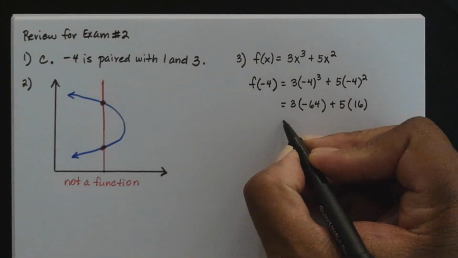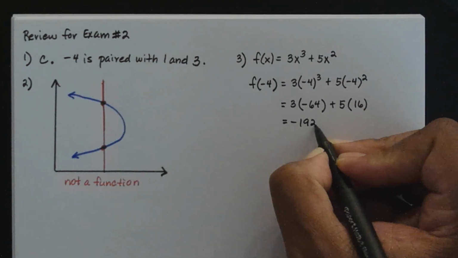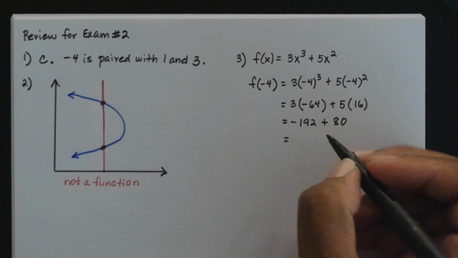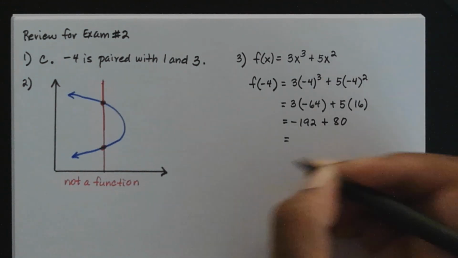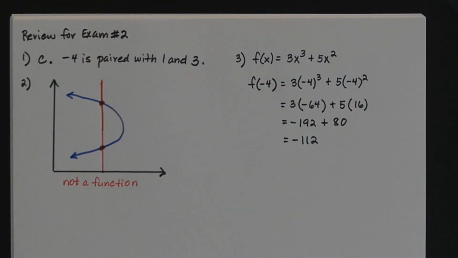And then 3 times negative 64, that's going to be negative 192, plus 5 times 16, that's 80, using the order of operations. And then we add negative 192 to 80, you'll end up with negative 112. So the value of that function when x is equal to negative 4, or f of negative 4, will end up being negative 112. All right, are there any questions about problem number 3?